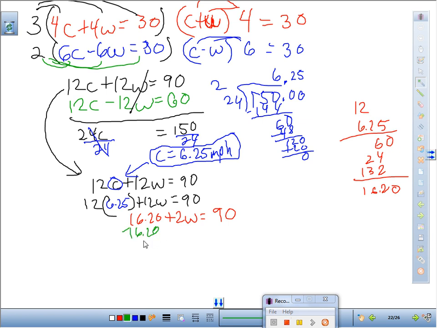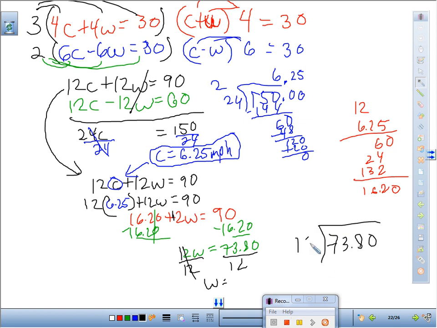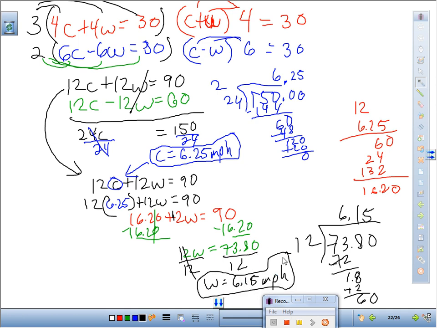Continue solving for W. That means we subtract 75 from both sides. 12W equals 15. Did I make a mistake? At the end, we divide by 12, divide by 12. W equals, let me see, 15 divided by 12 is 1.25. The wind speed is 1.25 miles per hour. Did I make a mistake? Where?